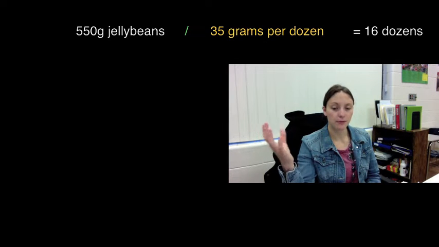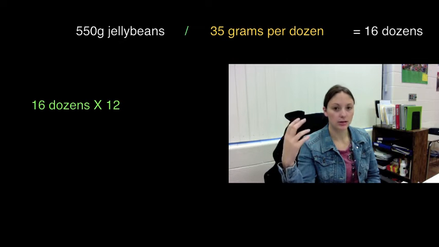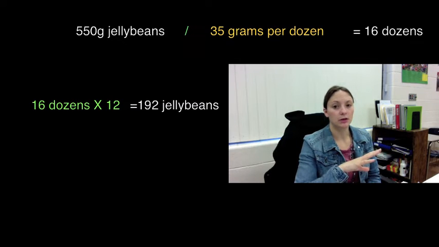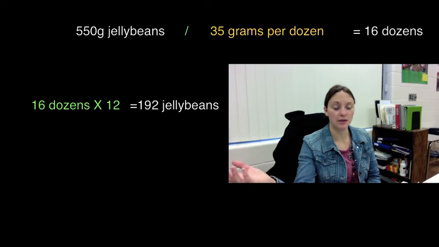Then if I want to know how many individual jelly beans I have, I take that times 12, because there are 12 items in one dozen. So 16 times 12, I have 192 jelly beans. So I went all the way from grams of jelly beans to how many were in there without even having to count anything.